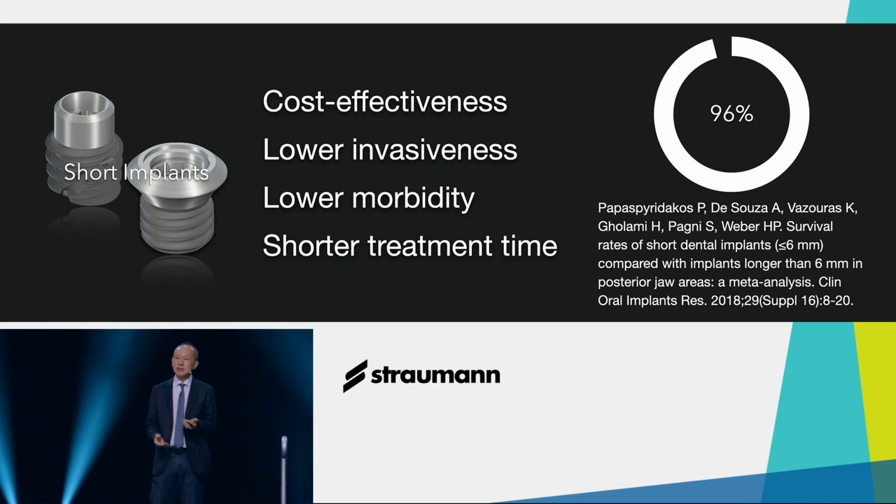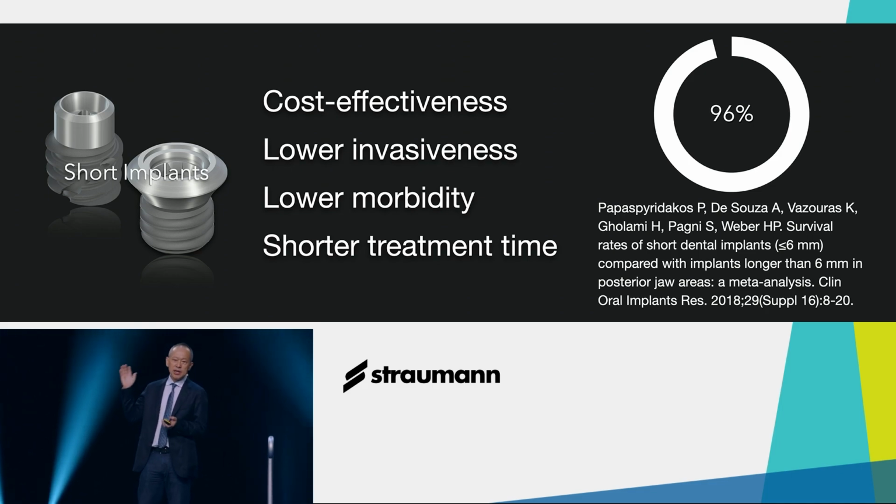Short implants have reported advantages including cost effectiveness, lower invasiveness, lower morbidity, and shorter treatment times. With all these advantages, we can also see from the systematic review published by Dr. Papaspyridakos, again, favorable results with the use of short implants. Of course, short implants should be splinted with conventional implants or narrow implants when we are using them to rehabilitate severely atrophic maxilla.